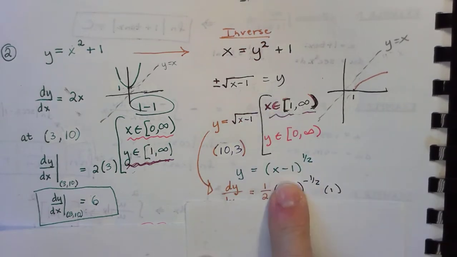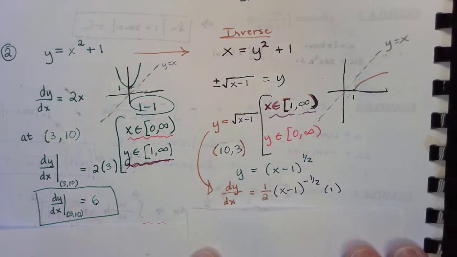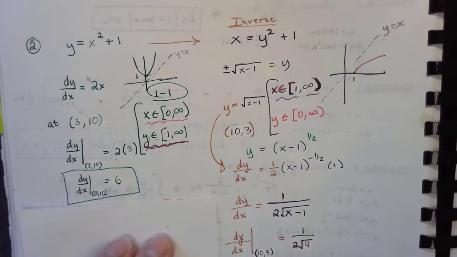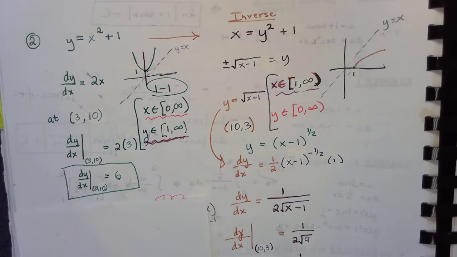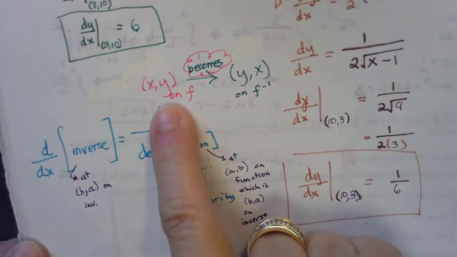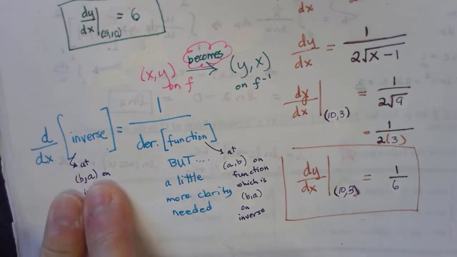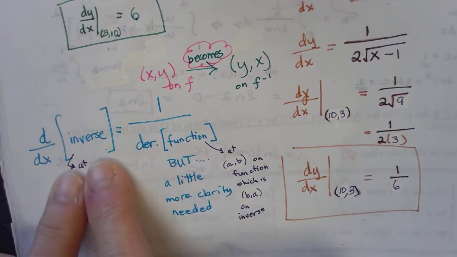Again, I'm going to take the positive part of my parabola, and we know how to take the derivative of that. Here's our derivative at the point (10, 3). What do you expect it to be? Well, our first example showed that they were reciprocals, so I expect it to be reciprocal, and it is. So, important fact: (x, y) on f becomes (y, x) on the inverse, and the derivative of an inverse is 1 over the derivative of the function, and this is the critical part.